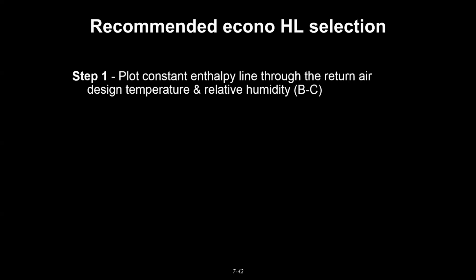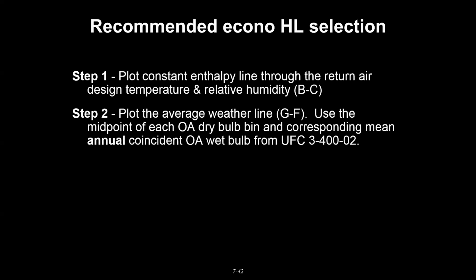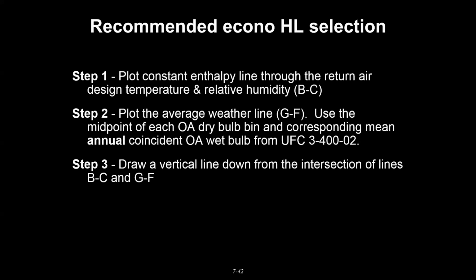The first thing we would do is establish our return air condition and run up a line of constant enthalpy. Next, for each weather bin data point, we would plot the dry bulb and the mean coincident wet bulb. Once we have a profile for all those points, we would draw a vertical line where our weather profile meets our constant enthalpy line for return air, and draw a line down, and that would be our economizer high limit for that particular location.